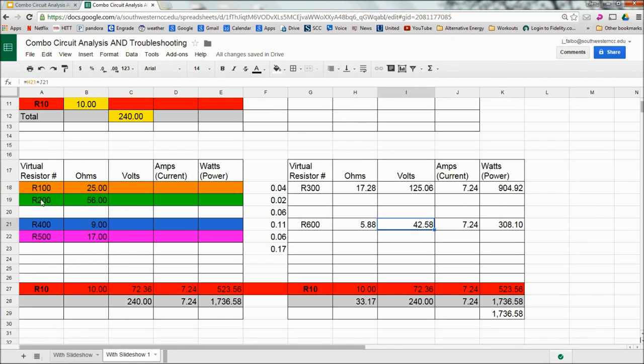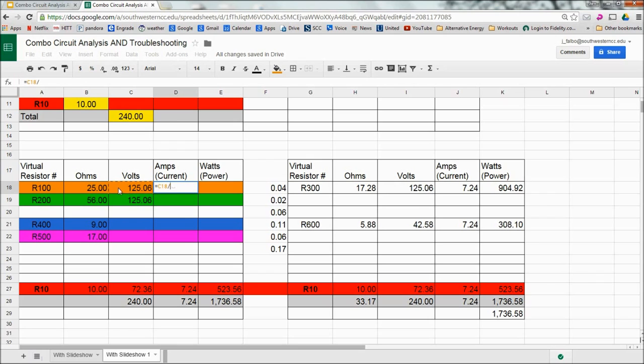So we go back to our spreadsheet and we look at our 100 and 200 are in parallel, and we know that we want this to equal what we calculated here. It's the same. And we want this to equal what we calculated here, because these guys are in parallel. Now I have two known values. I can start solving everything else.